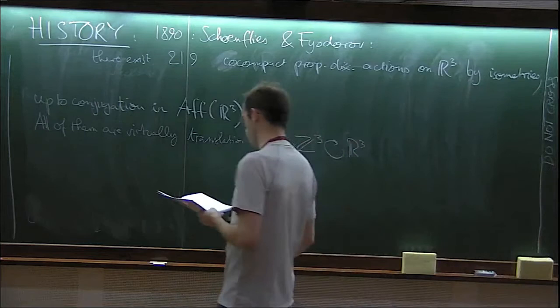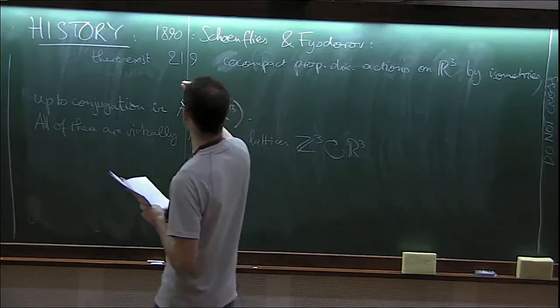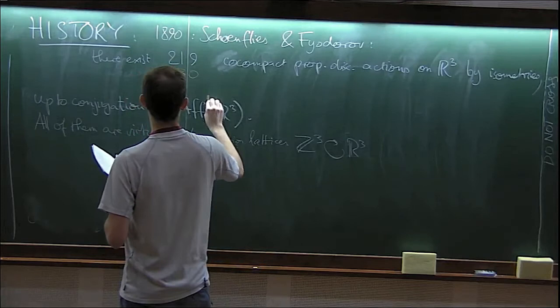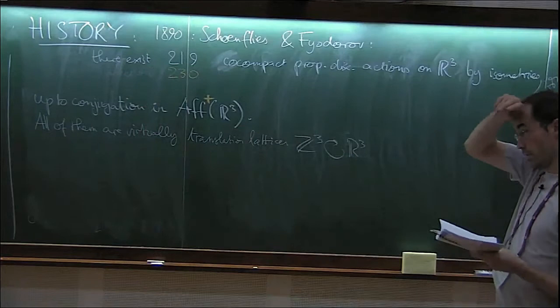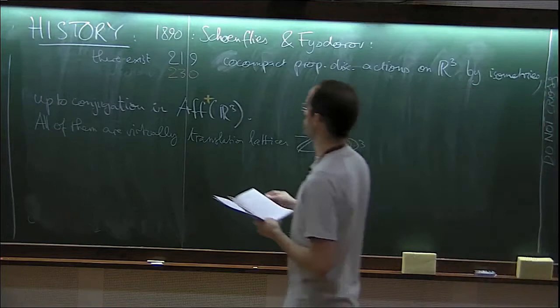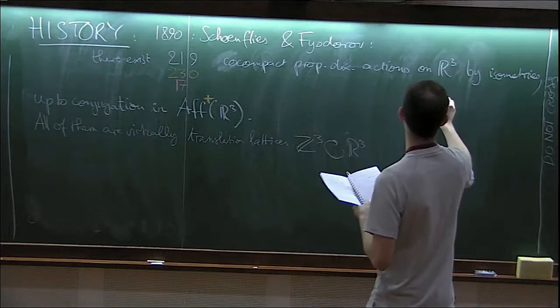If you only allow conjugation by oriented elements, then the count changes a little bit. It gets to 230, if you allow only conjugation by elements with a positive determinant. And they also counted, that's easier to do, exactly 17 such groups if you do this in R2.